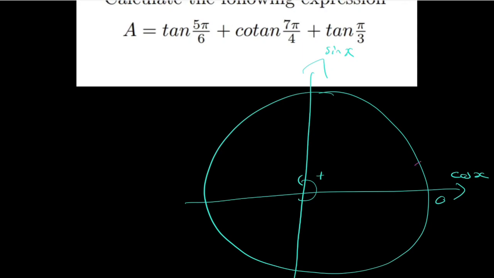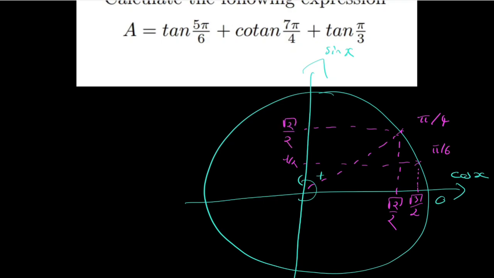We know that in pi over 6, we've got the cosinus equal to square root of 3 over 2 and the sinus equal to 1/2. In pi over 4, we've got the cosinus and the sinus both equal to square root of 2 over 2. And lastly, in pi over 3, we've got the cosinus equal to 1/2 and the sinus equal to square root of 3 over 2.